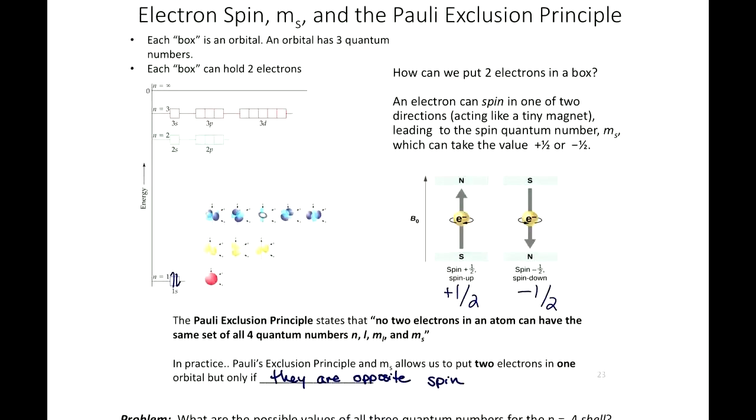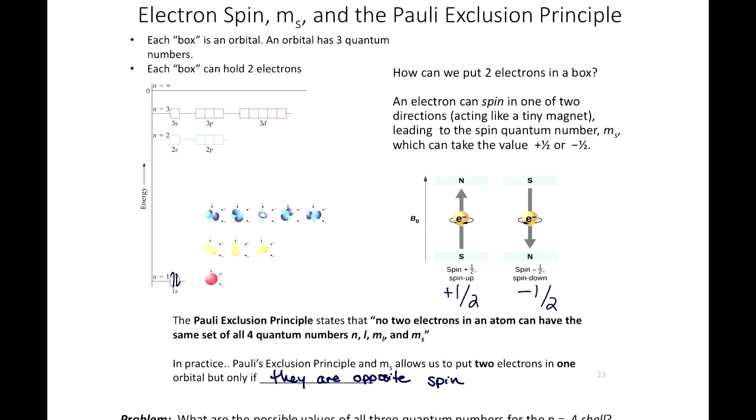This is called Pauli's exclusion principle. It's a rule for electrons: no 2 fermions, such as electrons, can have the same 4 quantum numbers, n, l, m sub l, and m sub s. So if I have 2 electrons in the same box, they have the same n, the same l, the same m sub l, so they cannot have the same spin. One has to be spin up, one has to be spin down, and this is how we avoid violating Pauli's exclusion principle.